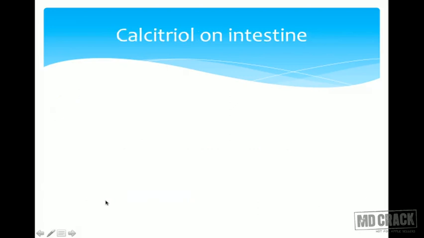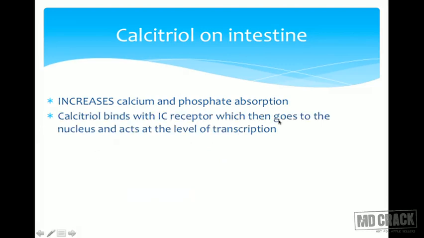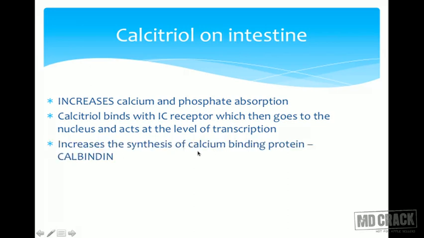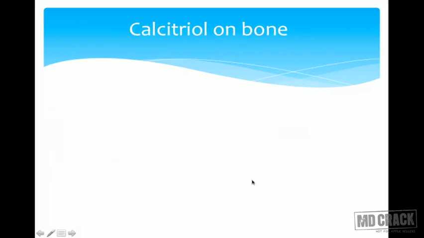So let us look at calcitriol on the intestine. It increases calcium and phosphate absorption. Calcitriol binds, the same mechanism of action I have told you. It increases the synthesis of calbindin. Calbindin increases the absorption of both calcium and phosphate. So whatever dietary calcium is there, for its absorption calbindin is necessary, and vitamin D increases calbindin and sees to it that the dietary calcium is absorbed into the body.